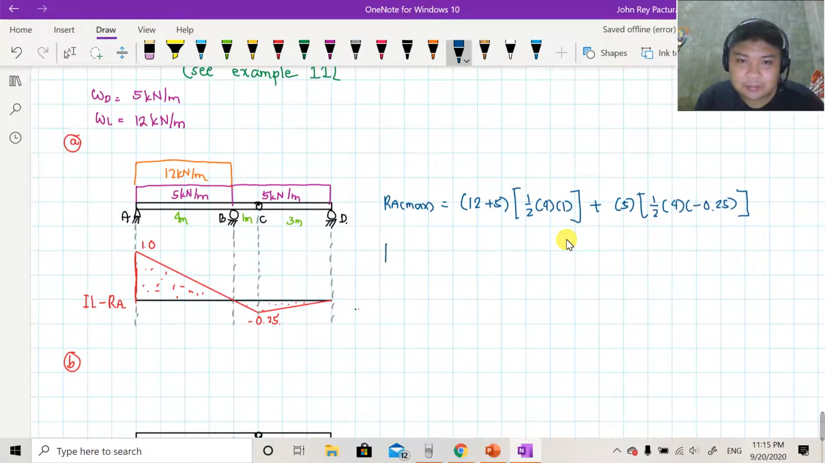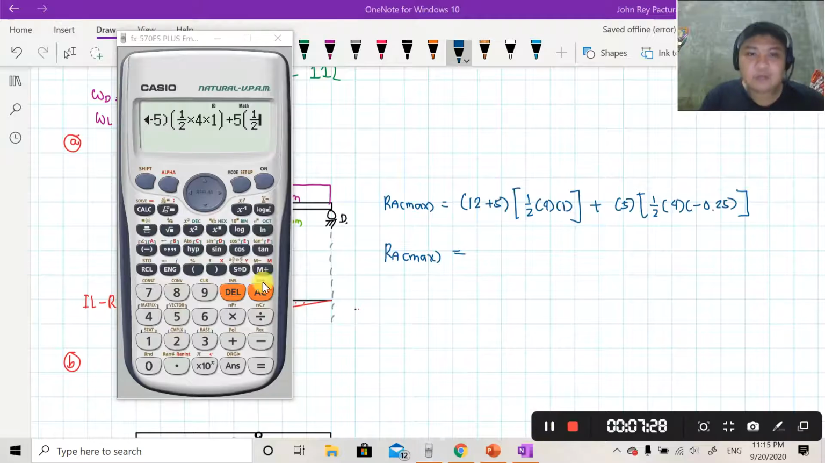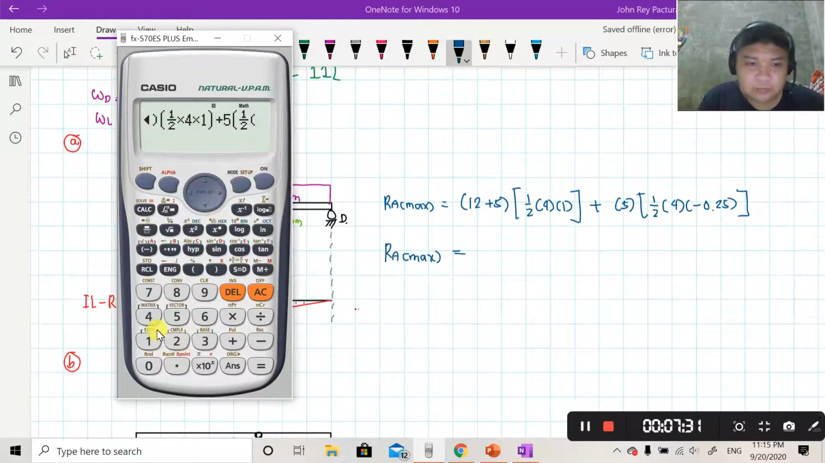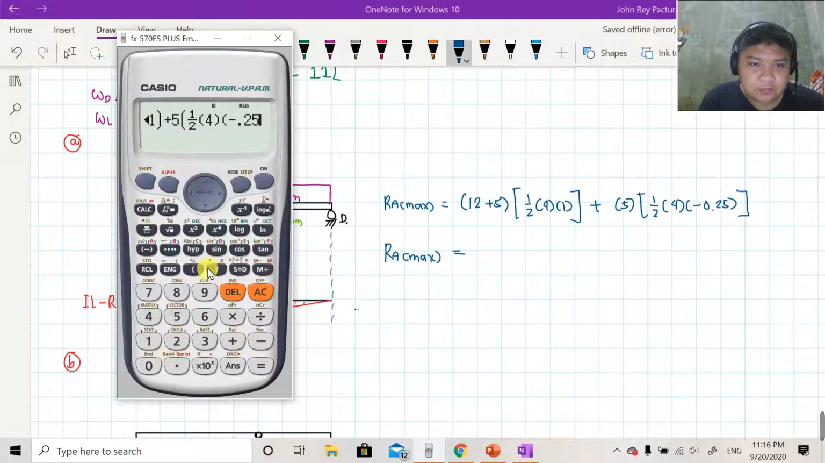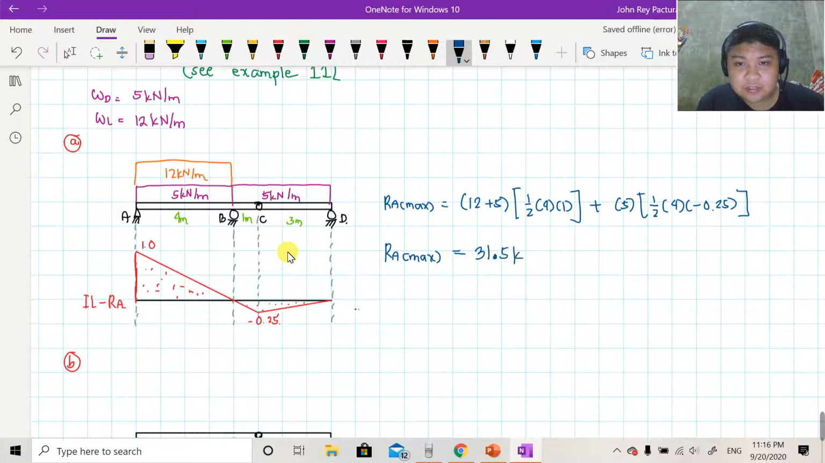So di ba? Automatic the value of RA max will be equal to, computein natin siya, 12 plus 5, so that is 1 half times 4 times 1, tama ba? So yes, plus 5 times 1 half times 4 again, pero negative 0.25. Okay? So, ang sagot natin class ay 31.5 kilonewton. So, expect mong positive, kasi nga, in the first place, yung positive area class ng influence line yung mas malaki.